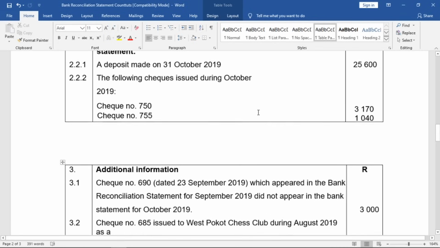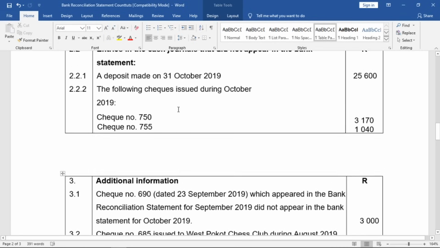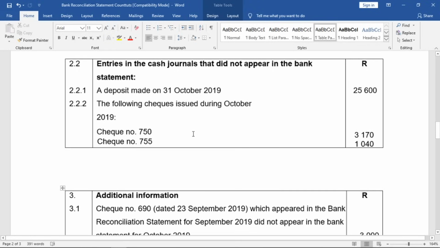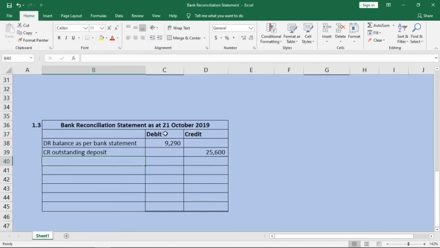Next, the following checks issued during October 2019. So these checks did not appear in the bank statement. We are still there. So we are told that these checks didn't appear in the bank statement. So what's the possible reason? We mentioned it in our theory, that maybe the people we paid with these checks didn't cash in the checks. So where would the checks appear? They would appear on the debit side, because according to the bank statement, it's the opposite of our account. So we put the negatives on the debit side. So we're going to write here debit outstanding checks.